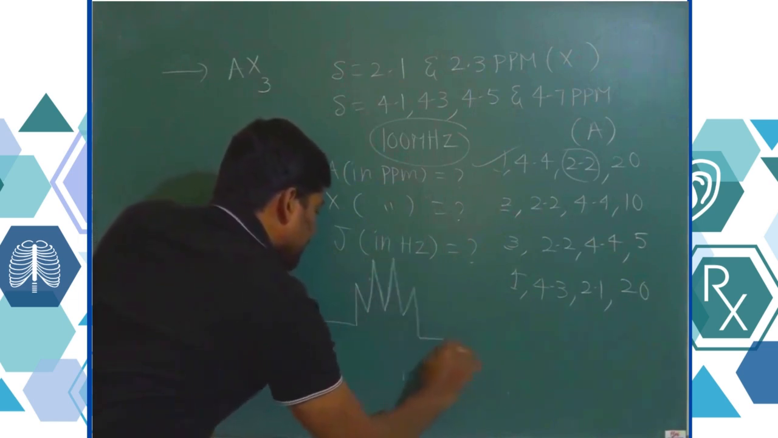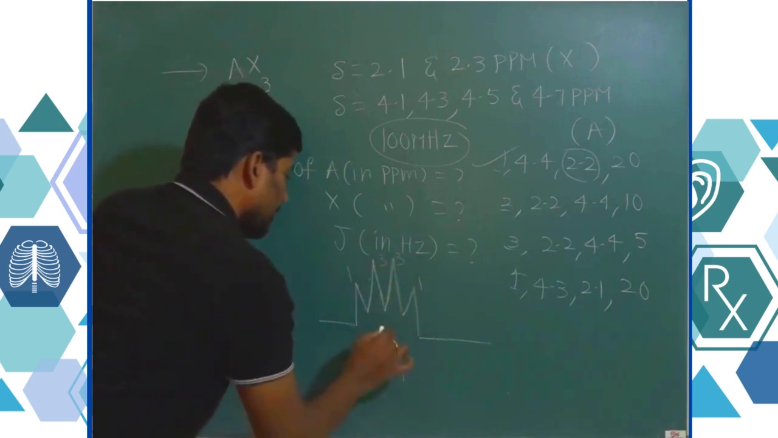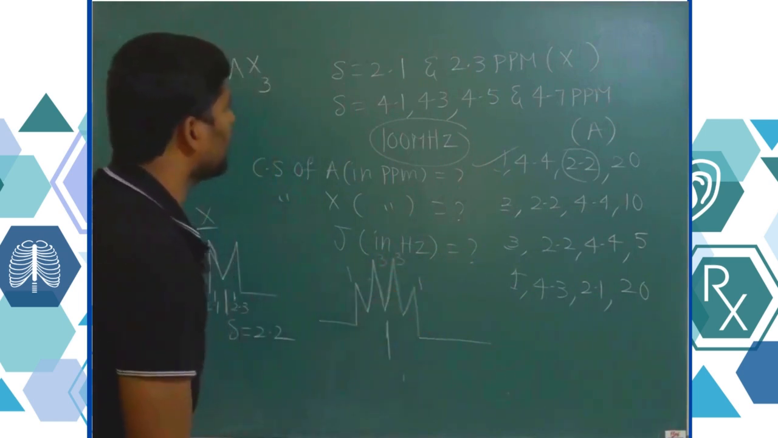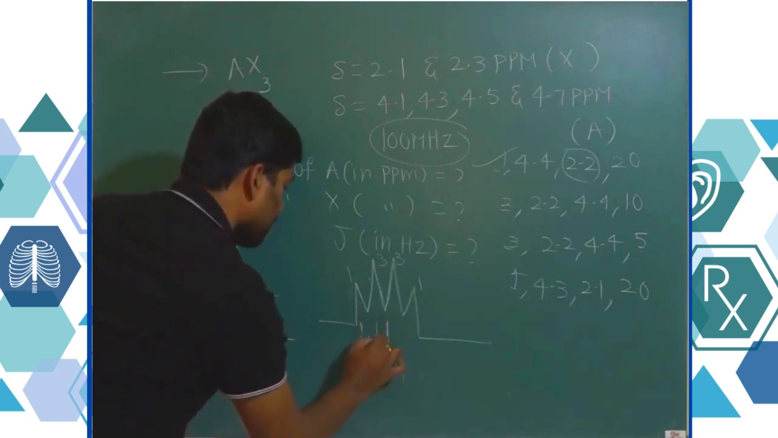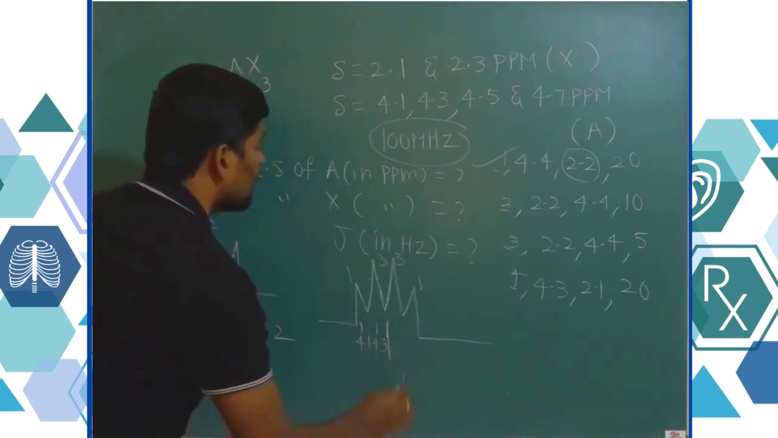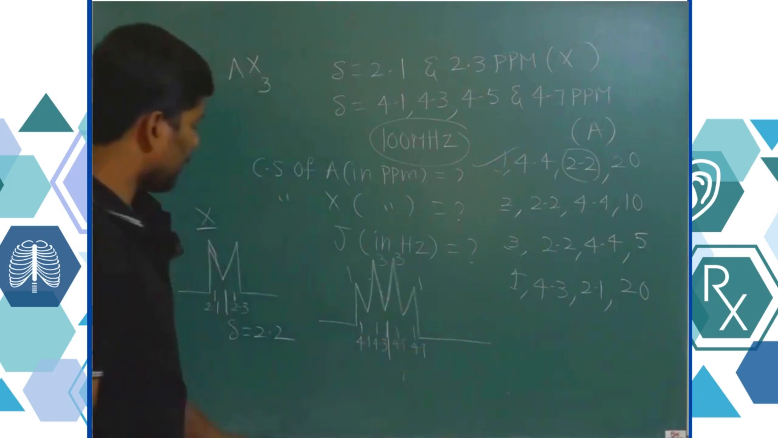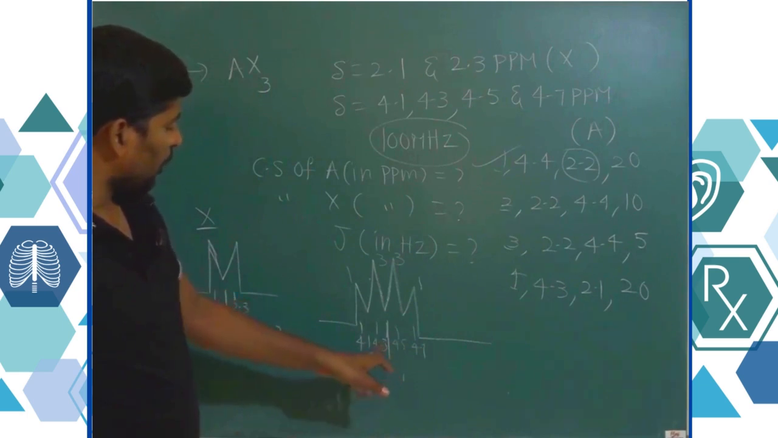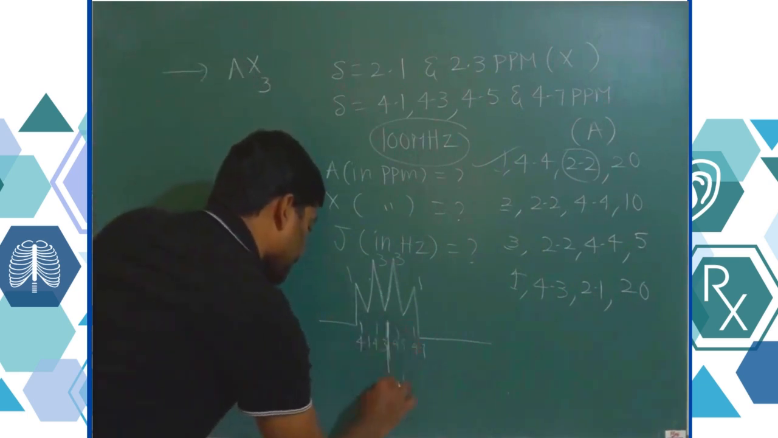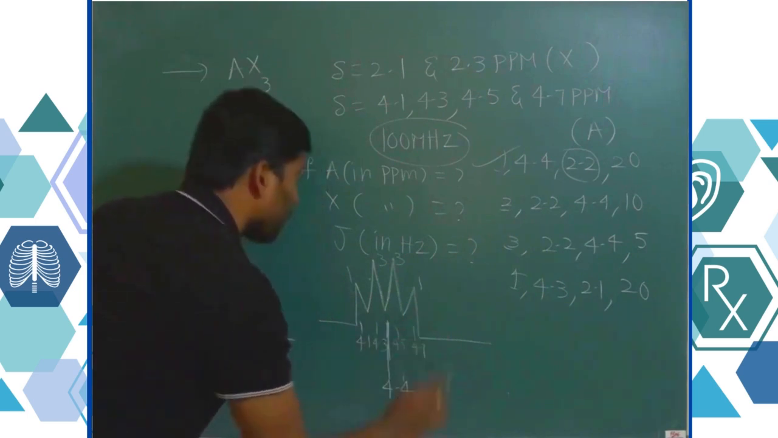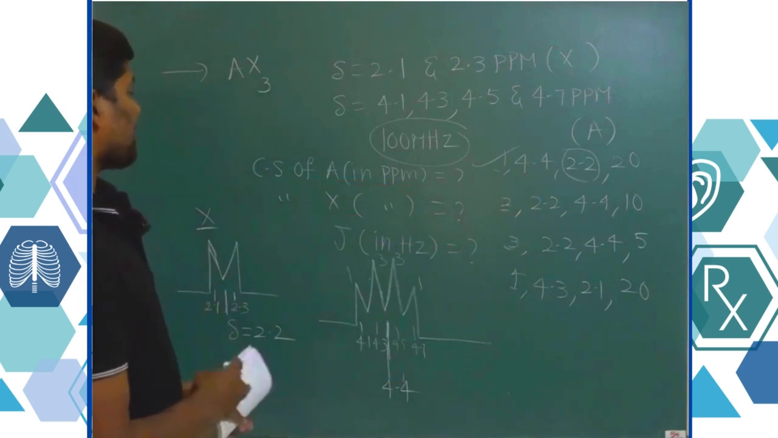Intensity is 1:3:3:1, so we have to take the center point. The lines are observed at 4.1, next 4.3, next 4.5, and next 4.7. The center is in between 4.3 and 4.5, that means 4.4. Chemical shift means the center, so the chemical shift is 4.4. Next, coupling constant.